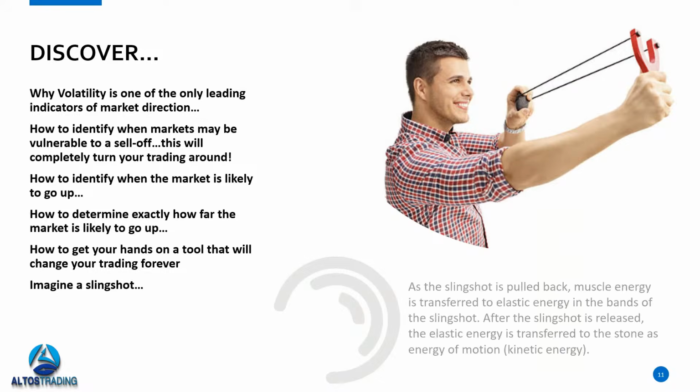So why do I call this the slingshot? Well, as you pull a slingshot back, muscle energy is transferred to elastic energy in the bands of the slingshot. After the slingshot's released, the elastic energy is transferred to the stone as energy of motion. So it's what's referred to in physics as kinetic energy. An object in motion stays in motion until something stops it.